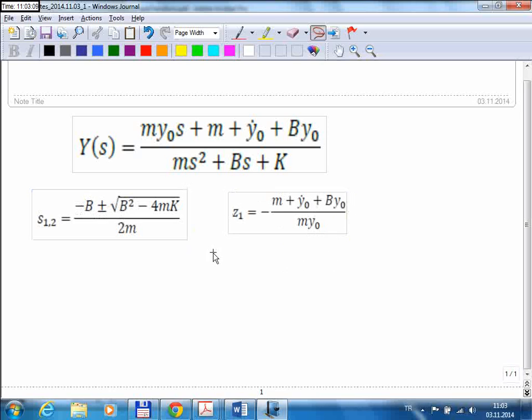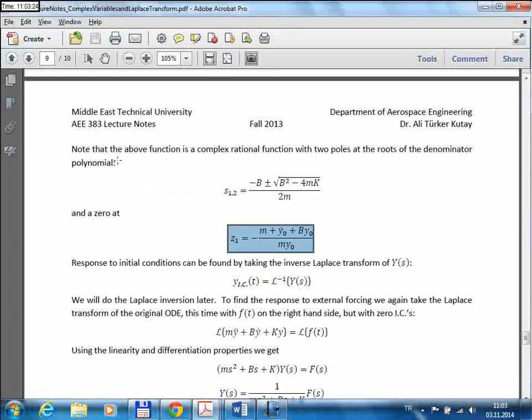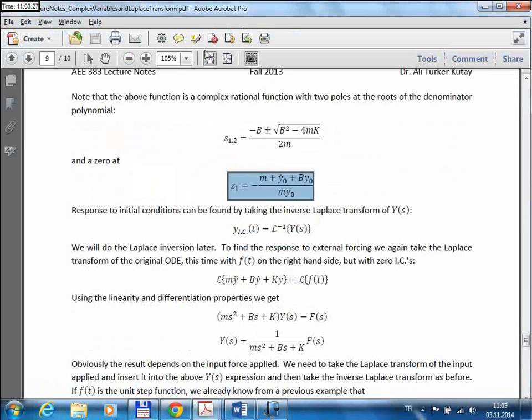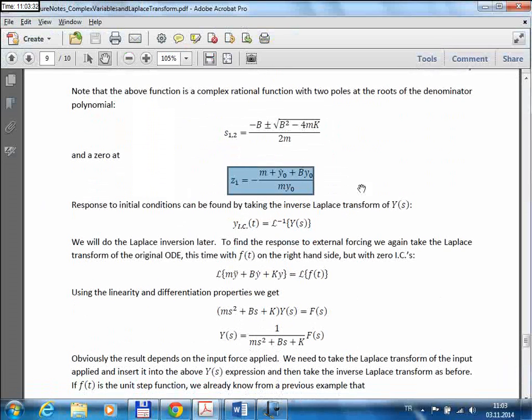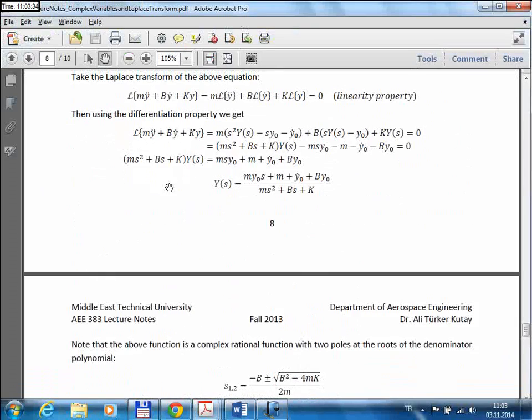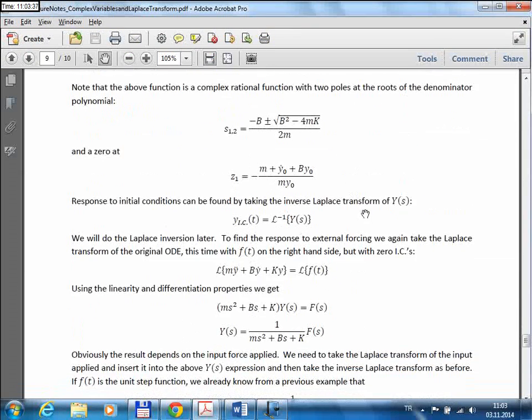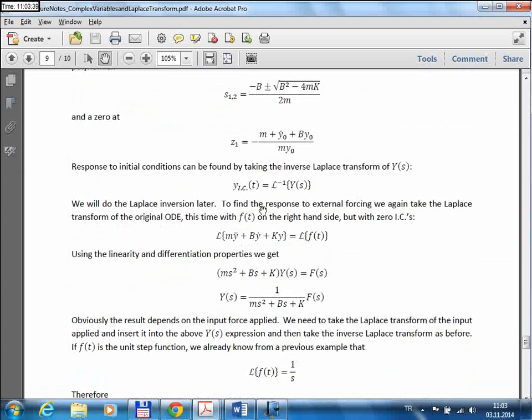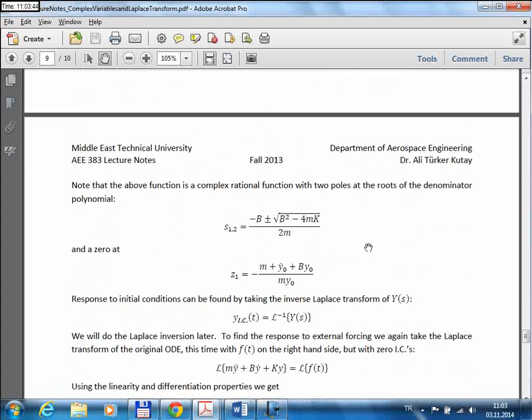Okay, now if you want to see how the response looks like in time domain, you need to take this signal and transform it back to time domain. You need to take the inverse Laplace transform of this signal. Okay, so I hope that is explained here. It says here that the response to initial conditions can be found by taking the inverse Laplace transform of that signal Y(s). Okay, so this is how you calculate the response to initial conditions.